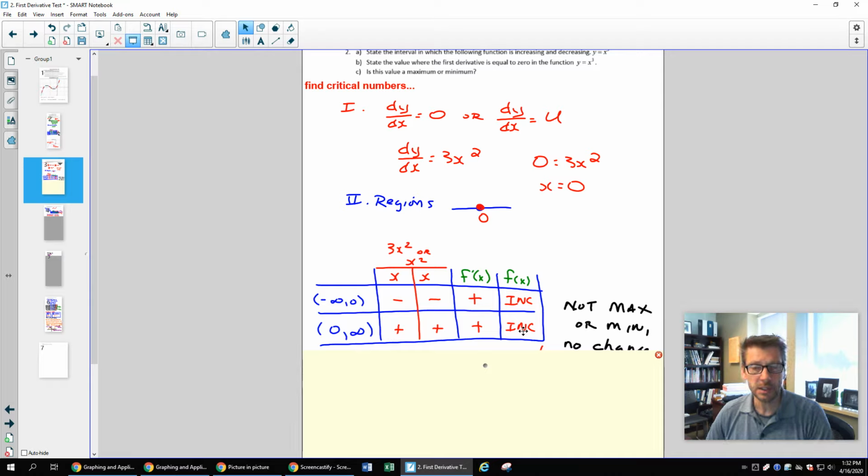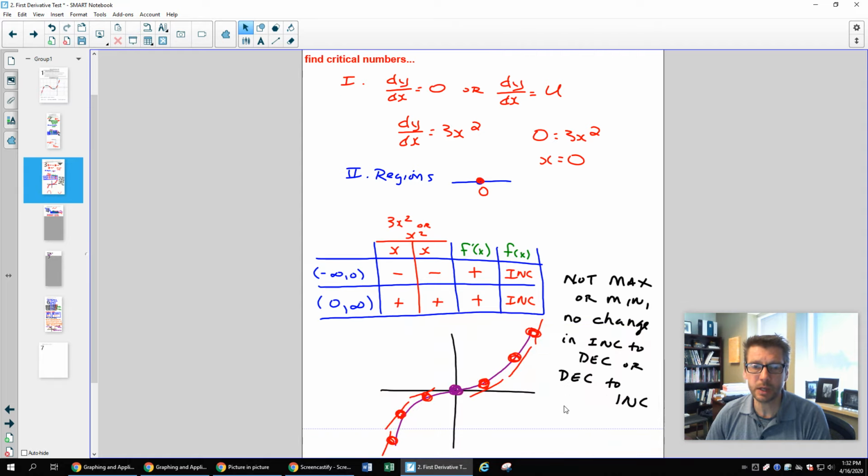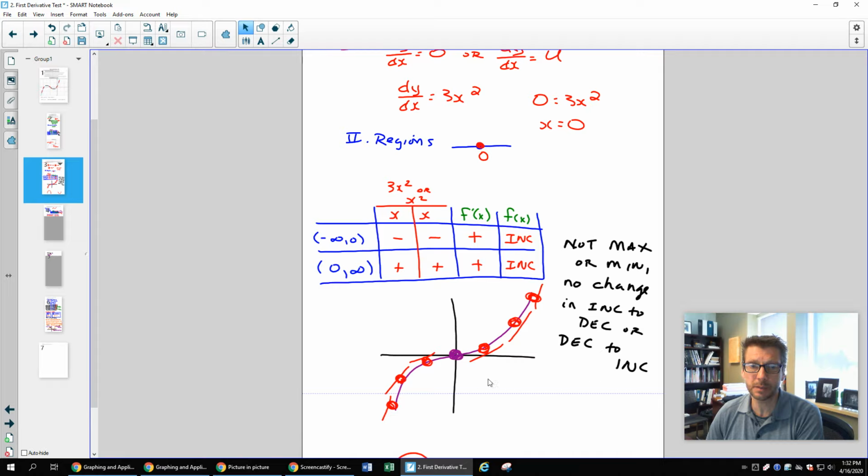So again, the rows are important because they're talking about my regions, and the columns that are most important are my slope column and my function column. So if we take this to the next step, and we always have positive slopes, everything's increasing, you can see that this point at zero, which in this case is (0, 0) because 0 cubed is 0, is not a maximum and it's not a minimum. When you go from increase to increase, you're not at the top of the curve, you're not at the bottom of the curve. All right, so that's going to be something a little bit different.